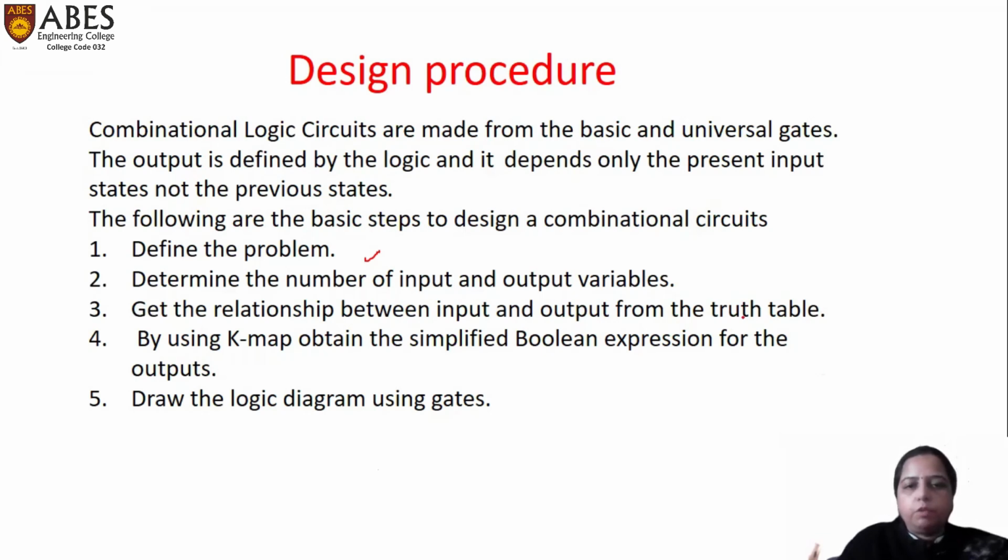Then with the help of a truth table, we will find out the relationship between input and output. Then in the fourth step, we will draw the K-map, and with the help of the K-map, we will find out the simplified Boolean expression for the outputs. And finally, we will draw the logic diagram using gates. So these are the 5 steps which we will follow to design any combinational circuit.